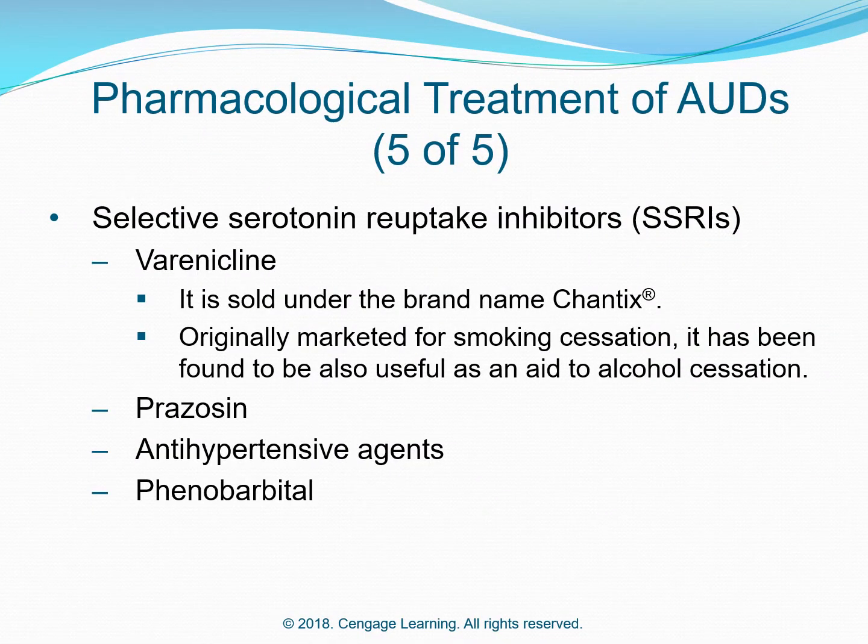Selective serotonin reuptake inhibitors, SSRIs. Varenicline is sold under the brand name Chantix. Originally marketed as a smoking cessation aid, it has been found to be useful as an aid to alcohol cessation as well. Prednisone, antihypertensive agents, phenobarbital.